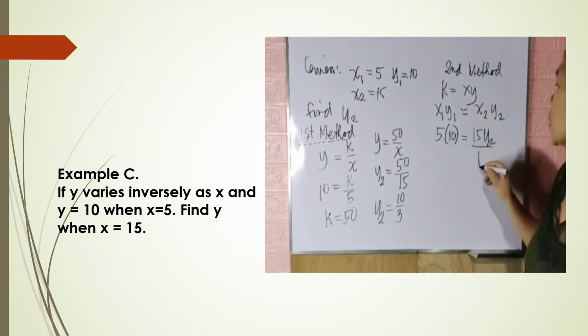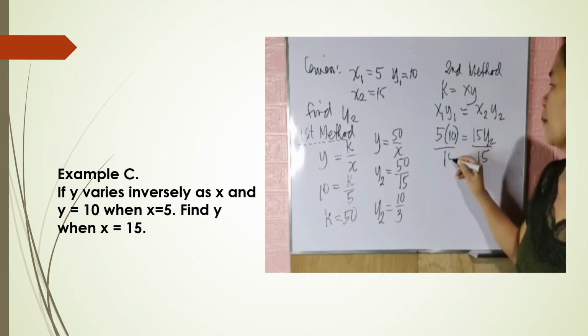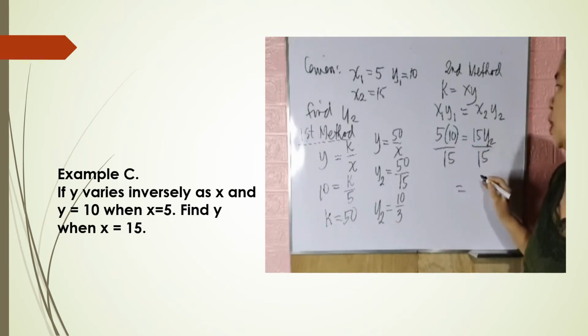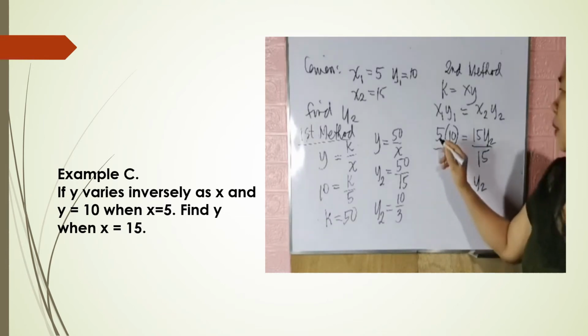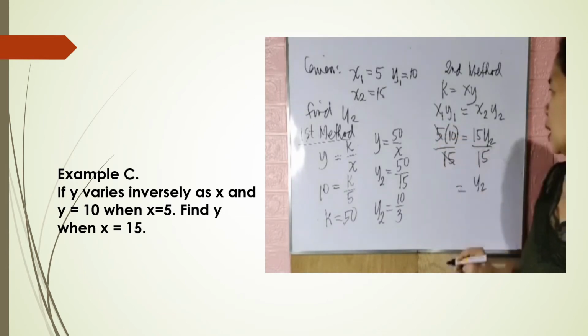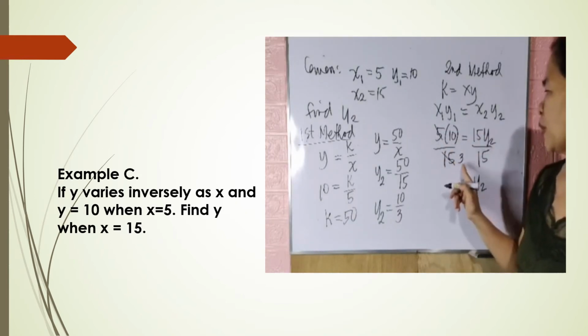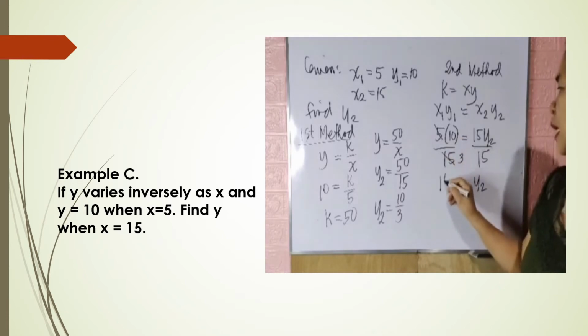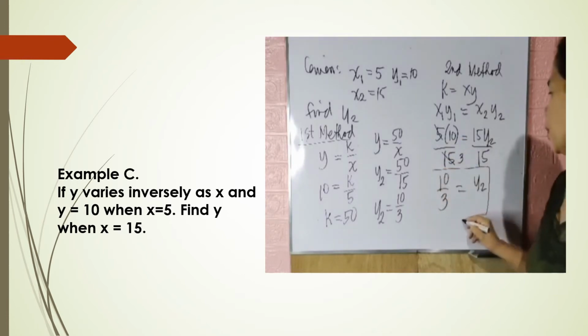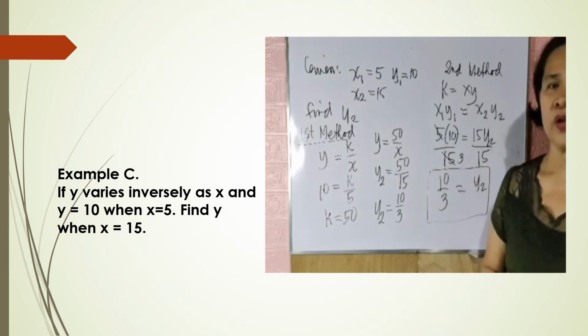Then divide both sides by 15. So 15 y sub 2 divided by 15 is y sub 2. Then cancel 5 and 15. So it will be 50 divided by 5 is 10, over 3. So we have 10 over 3. So y sub 2 therefore is 10 over 3.